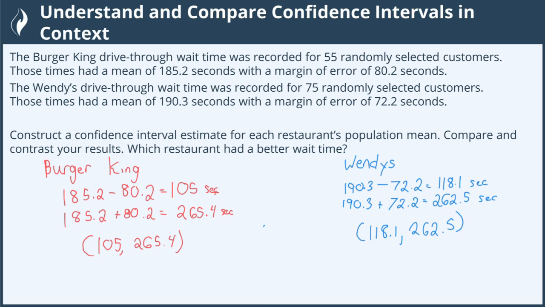262.5. When we look at these two intervals, they have a wide degree of overlap, so there are a lot of numbers that would fall into both intervals that could be the population mean. Because these do overlap, we cannot tell for certain who has a better wait time, and instead must conclude that they are essentially the same.